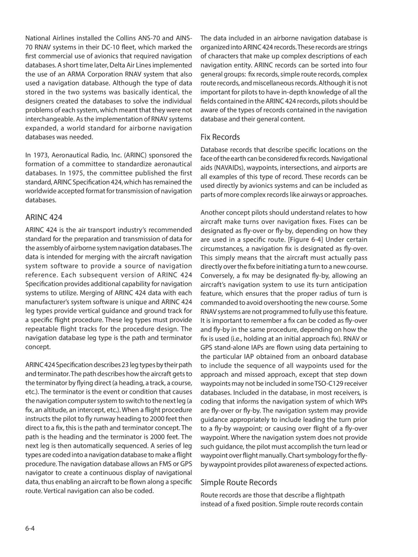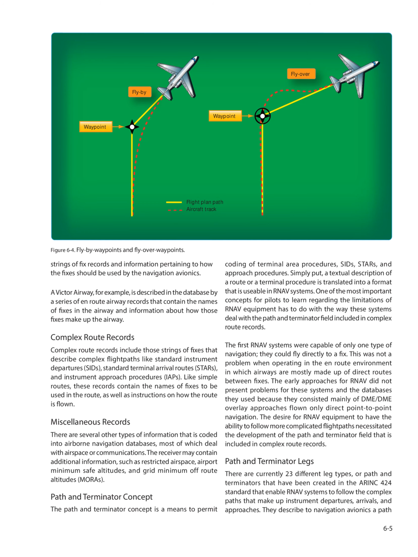Simple route records are those that describe a flight path instead of a fixed position. Simple route records contain strings of fixed records and information pertaining to how the fixes should be used by the navigation avionics. A Victor airway, for example, is described in the database by a series of en-route airway records that contain the names of fixes in the airway and information about how those fixes make up the airway.